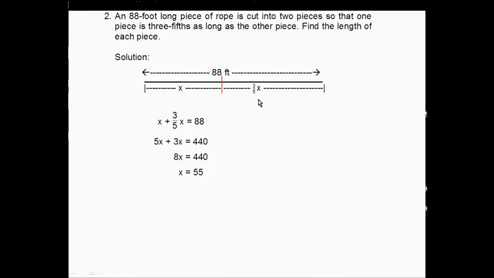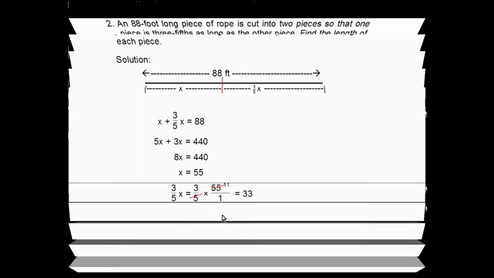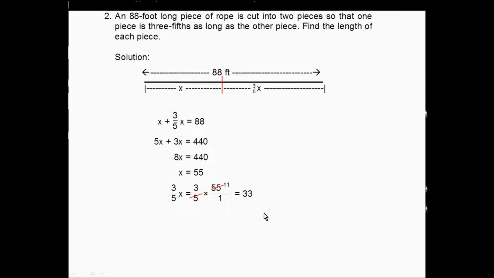Now this piece is supposed to be 3/5 times x. So 3/5 times 55. The 5 will go into 55 11 times. So you end up with 33. And do these two pieces add up to be 88? Yes. So the lengths of each piece is 55 feet and 33 feet. What can make the rope problem bad is the relationship that exists between the two pieces after you cut. That's the only thing that can make it bad.